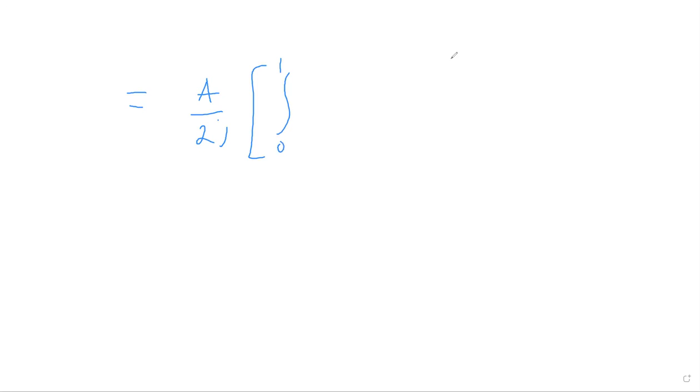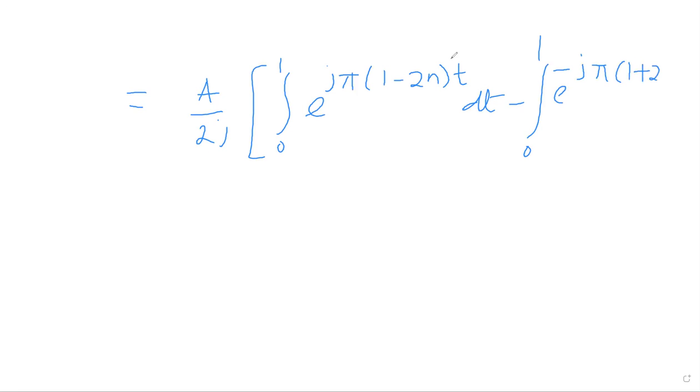First, if you add the powers, that is e to the power j pi into 1 minus 2n, t, dt, minus integration 0 to 1 of e to the power minus j pi into 1 plus 2n, t, dt.